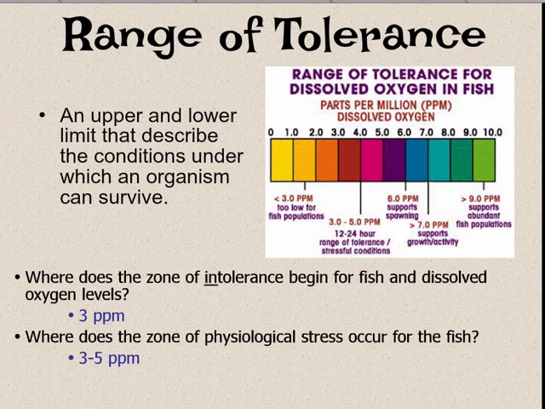If you take a look at the graph, the range of tolerance for dissolved oxygen in fish, so how they're able to survive, whether they're able to survive. So it says, where does the zone of intolerance for fish and dissolved oxygen levels begin? And that's about 3 parts per million, ppm, that's what it means. And where is the zone of physiological stress? And that's about 3 to 5 parts per million if you look on the graph.